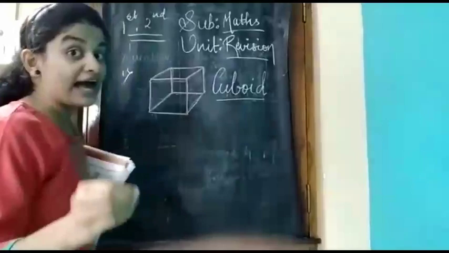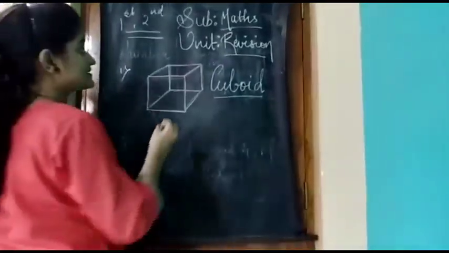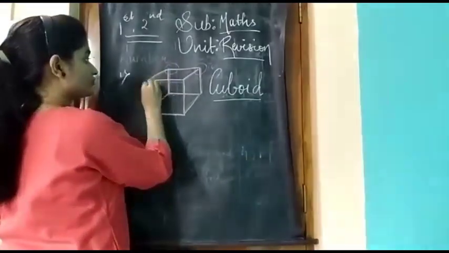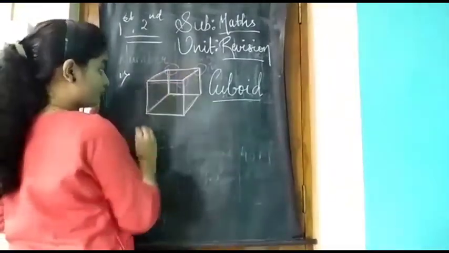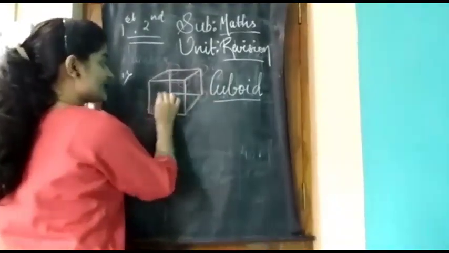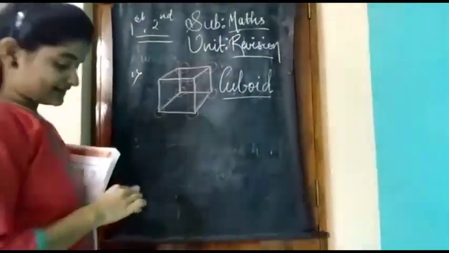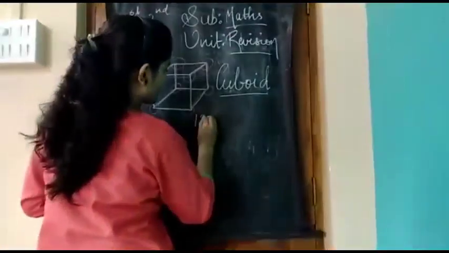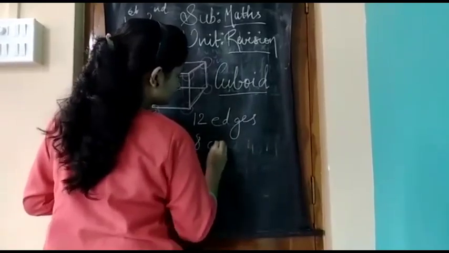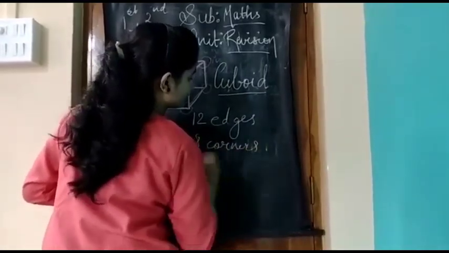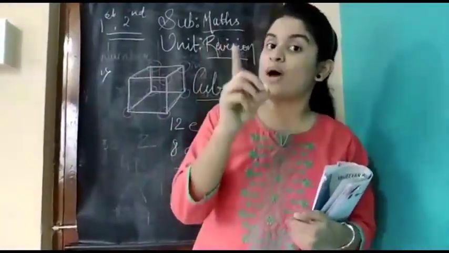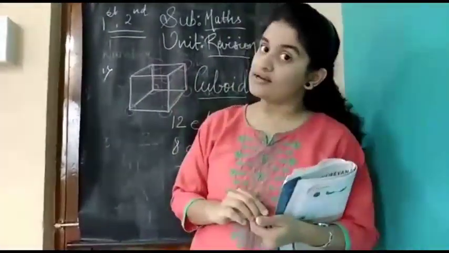Understood? And it has 8 corners. They are 1, 2, 3, 4, 5, 6, 7 and 8. So we will write here 12 edges and 8 corners. A cuboid has 12 edges and 8 corners.